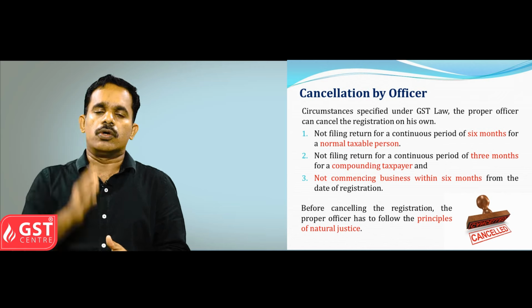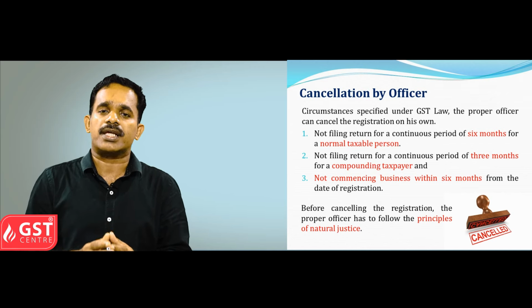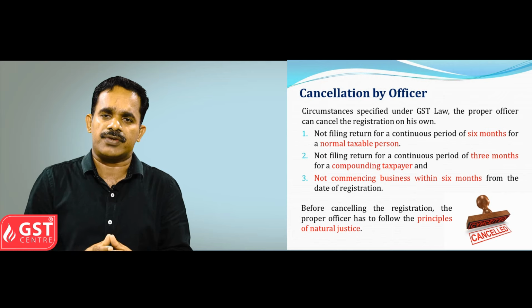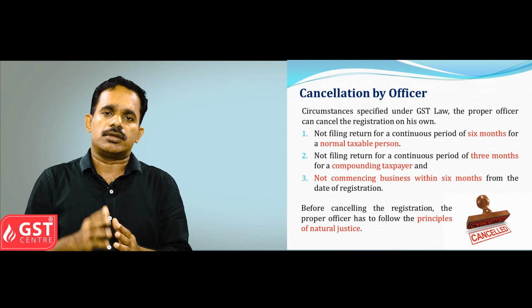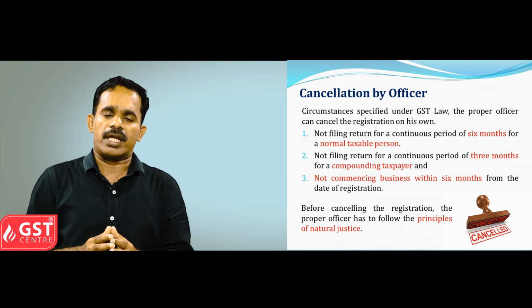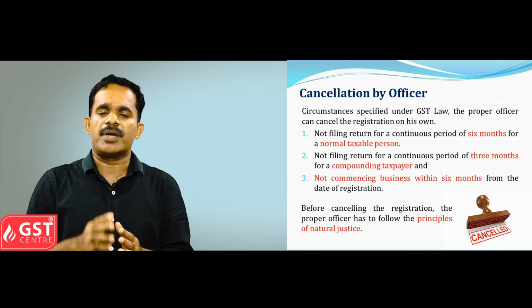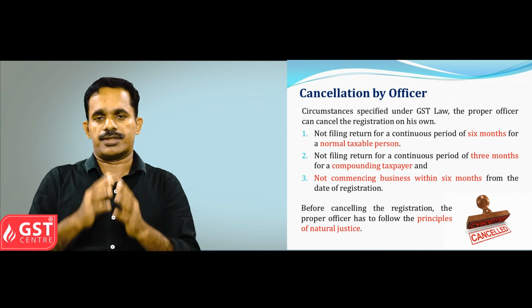So, the various situations in which the proper officer can cancel the registration certificate is: the first point, not filing the return by a normal taxpayer for a continuous 6 months, not filing the return for a period of 3 months by a compounding taxpayer, or non-commencement of business within 6 months by a registrant.